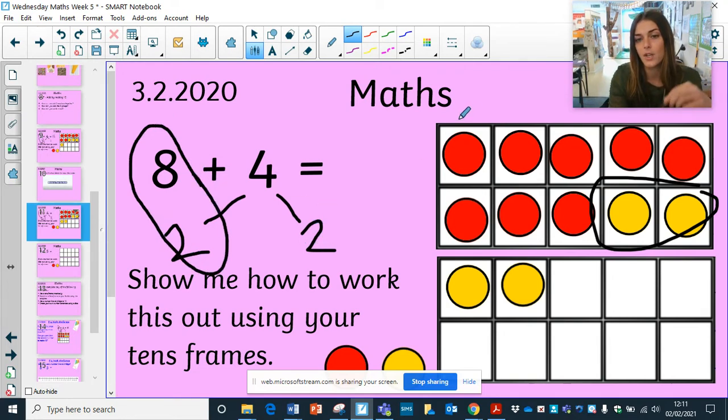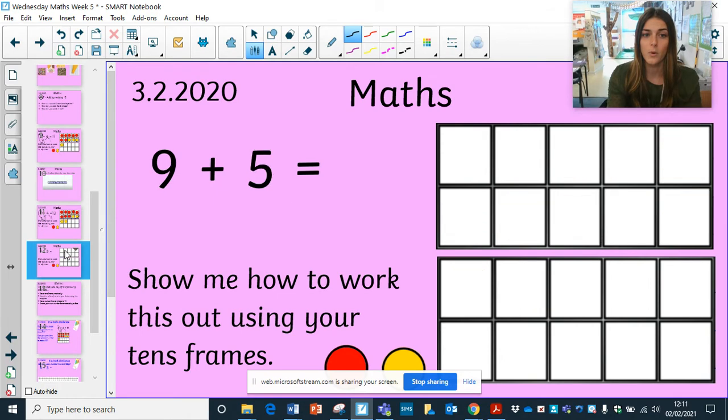So I can count on. So what I can do is count on, I know that the 10 there is a tens frame. If it's filled, that means there is 10. So I can count on 10, 11, 12. So your answer is 12 because these two numbers here make 10. 2 more is 12, okay?